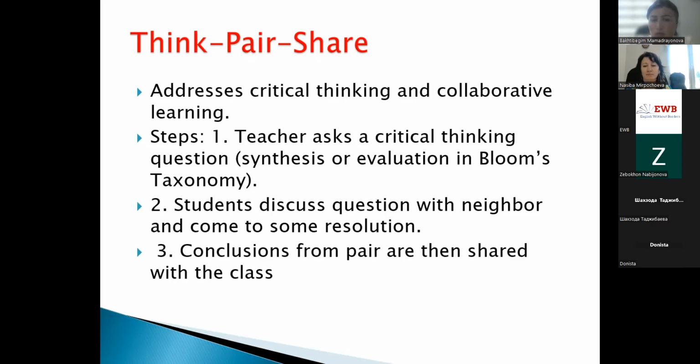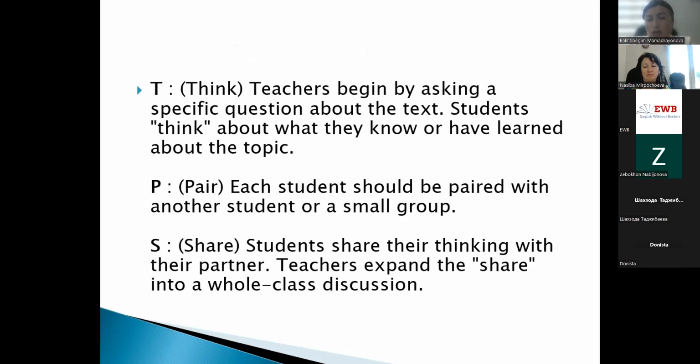So the next step, students discuss the question with a neighbor and come to some resolution. And third, conclusions from the pair are then shared with the class. So how does this process work? Now, think: teachers begin by asking a specific question about the text. Students think about what they know or have learned about the topic.